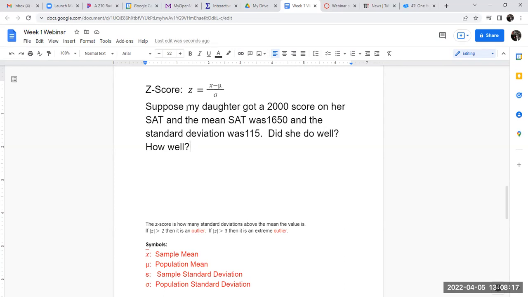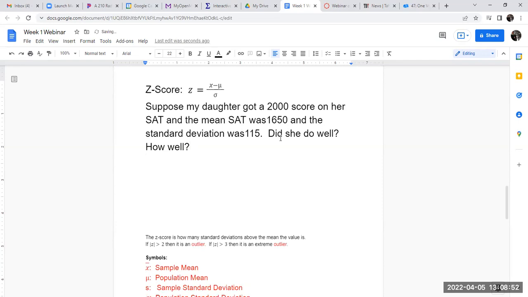Okay, so the idea here is 1650 was the mean. If you go a standard deviation up, that's kind of the average away from the mean that people are. And if you add that, that would be 1,765. So she definitely did pretty good, right? But how well did she do? Okay. So the idea is to go find the z-score. There's a z-score calculator, but this is simple enough that hopefully you can all do this.